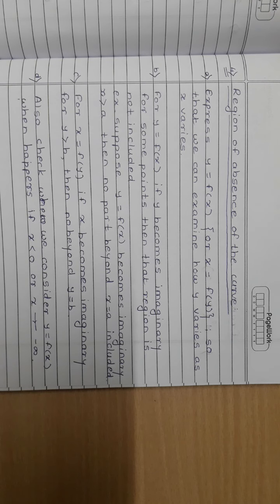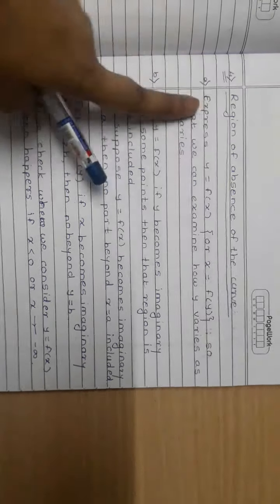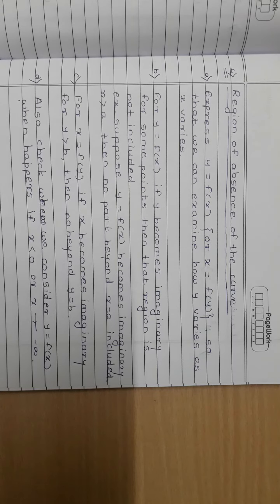Hello everyone. We have started with curve tracing of Cartesian curves. In that we have already studied the first four rules, that is symmetry, then finding the point of intersection, then asymptote, and the major rule here is how to figure out the region of absence for the given curve. What I mean by region of absence is in which region the curve will lie, so that it will be a great idea to decide where the curve is not present, right?